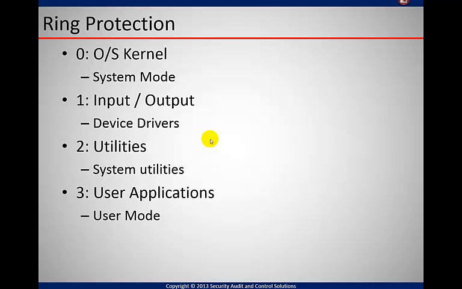Ring 2 is my utilities, such as system utilities. And ring 3 is user applications running in user mode.